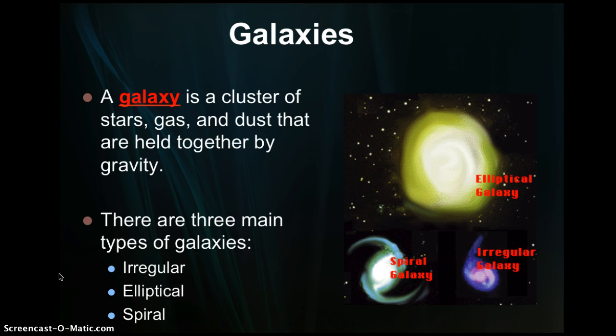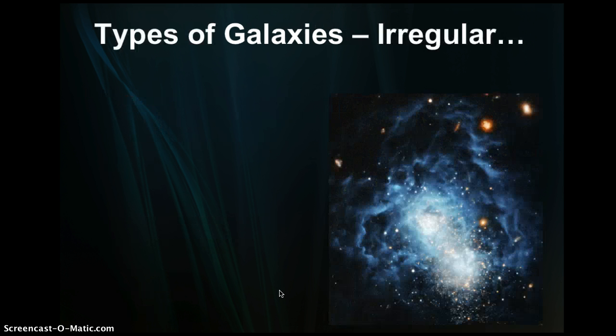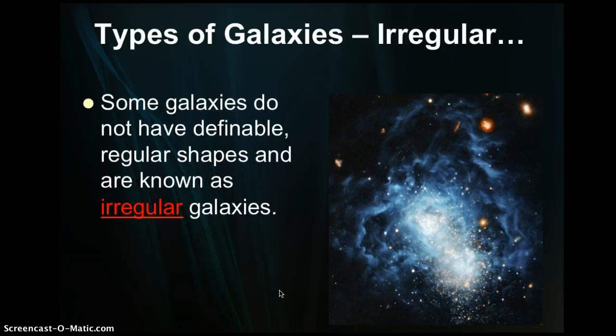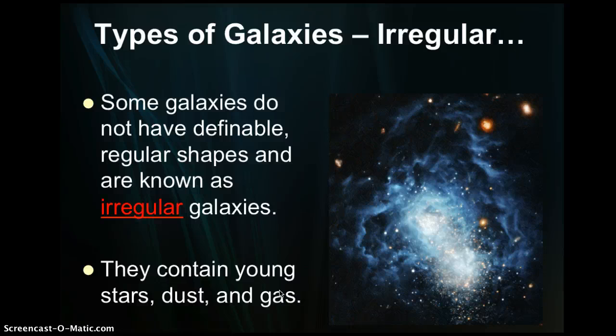The three main types of galaxies that you need to know about are elliptical, spiral, and irregular. And they are exactly what their name sounds like, so it should not be too hard for you to remember. An irregular galaxy does not have a definable regular shape, and that's why we call them irregular galaxies. They have mostly young stars with a lot of dust and gas in between them.